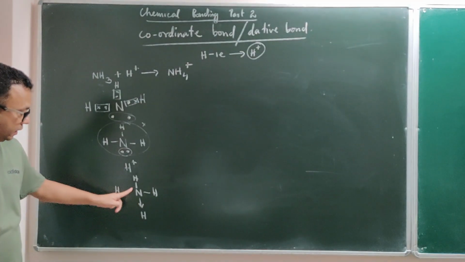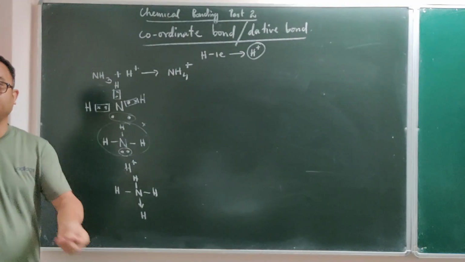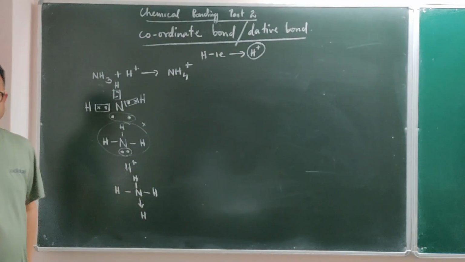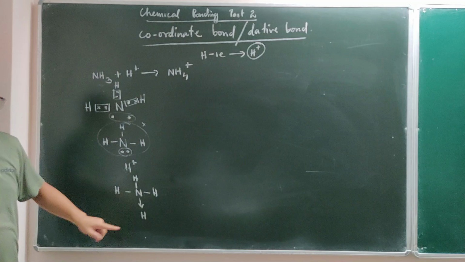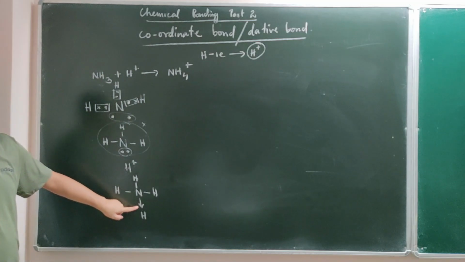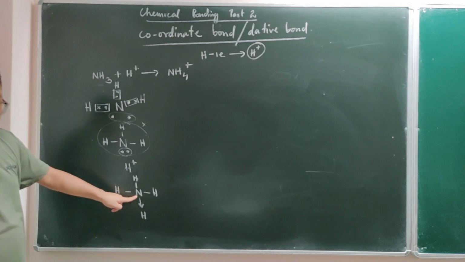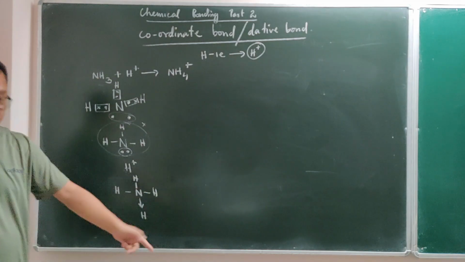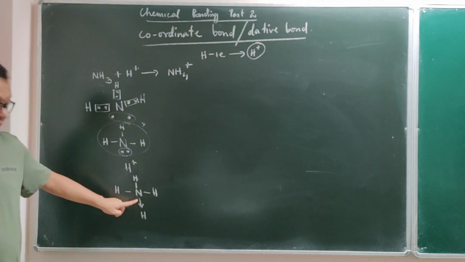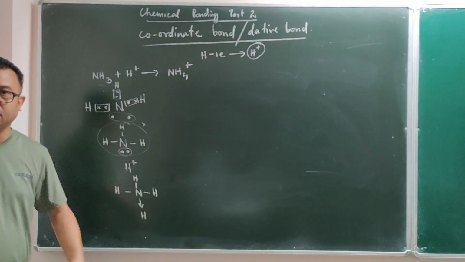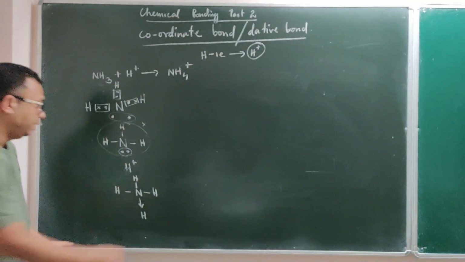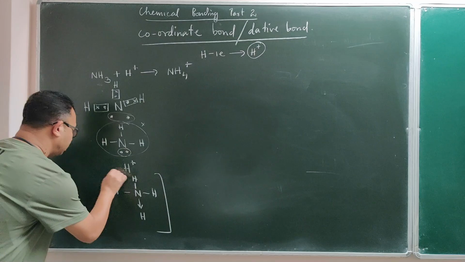Please note that the dashes that we have used are for covalent bonds, but the arrow that you see is for a dative bond or coordinate bond, because coordinate bonds are dative bonds. Now how do I represent an arrow? Who is contributing the lone pair? It is the nitrogen that is contributing the lone pair, so the arrow should point towards the other atom from the one who is contributing. Nitrogen is contributing, so you have to point the arrow from nitrogen towards hydrogen. And this is the formation of your ammonium.